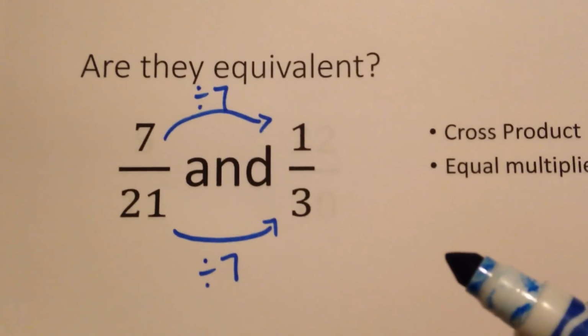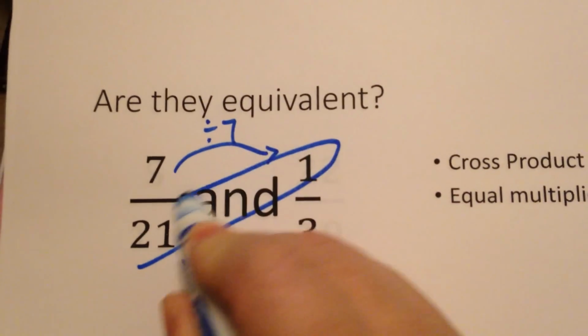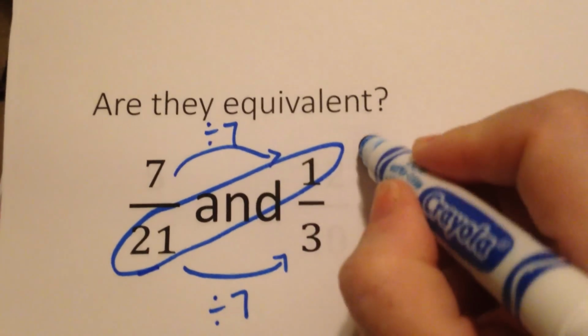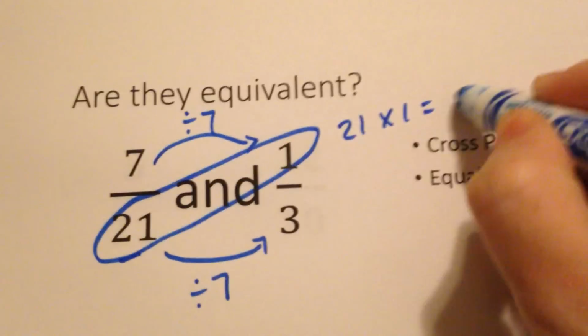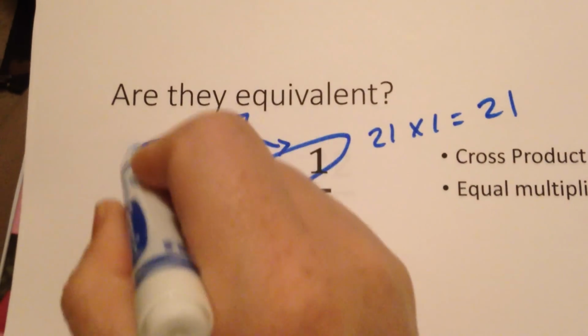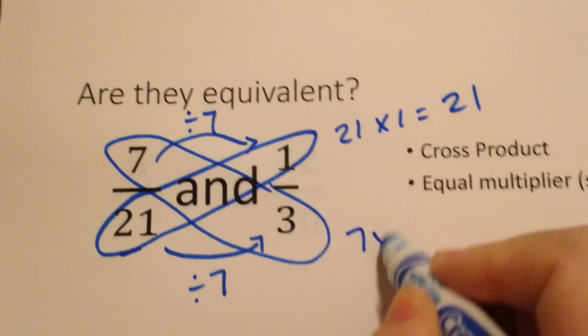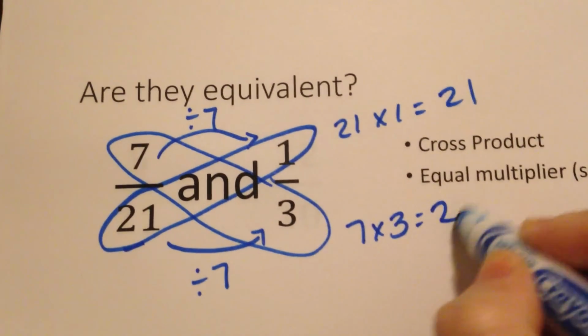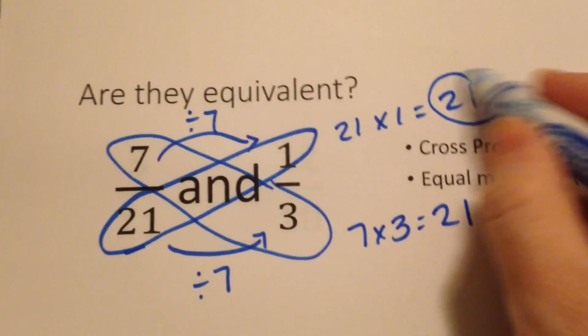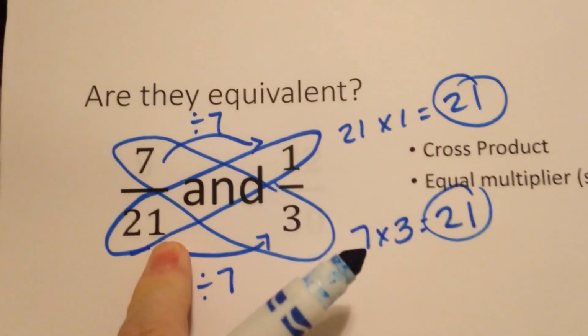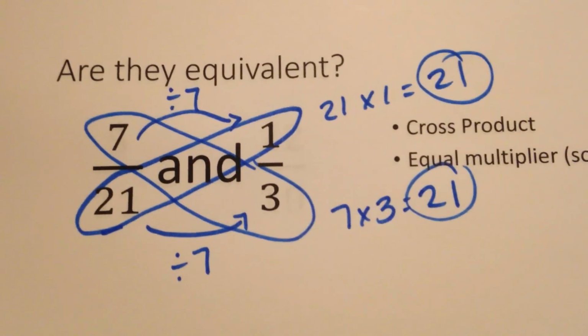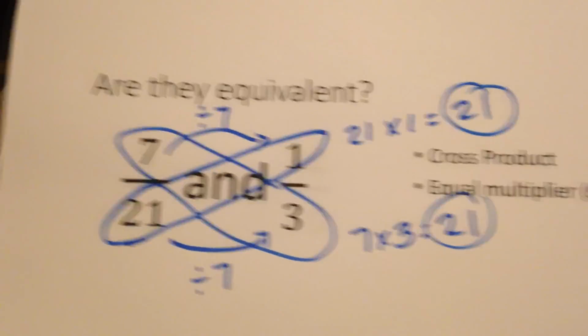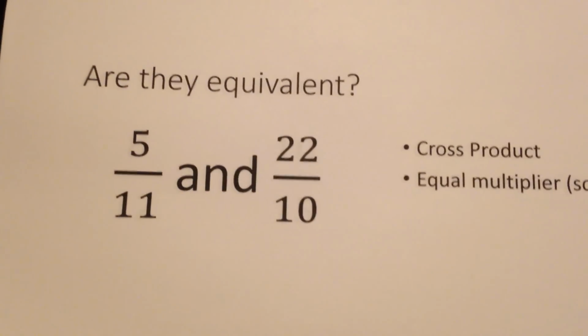But we could also do the cross products. 21 times 1 is 21. 7 times 3 is 21. These are equivalent. So 7/21 and 1/3 are equivalent. This is all still number 5. I'm showing you a couple different examples of the same type of problem.